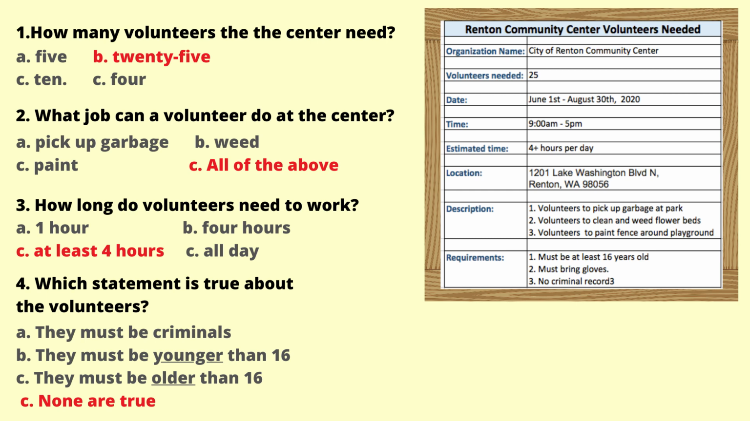Okay, class, let's go over the answers. Number 1, how many volunteers does the center need? Answer B, 25. Number 2, what job can a volunteer do at the center? Now that one was tricky because the answer was C, all of the above. You can pick up garbage, you can paint, or you can weed. So the answer, all of the above.